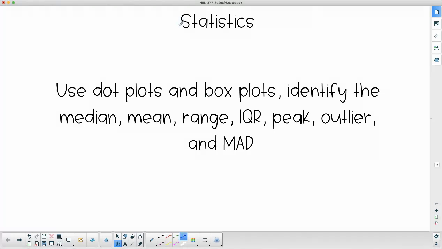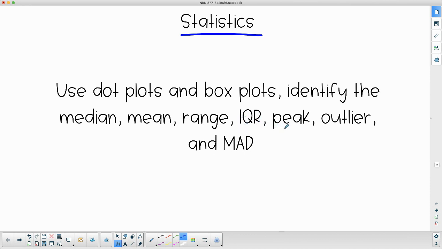Statistics. So we did this recently, so hopefully some of these words are still in your mind. So we're going to be looking at dot plots and box plots. We will also be identifying the median, which is the middle, the mean, which is the average when we add them all together and divide by how many there are. The range is big minus little. The interquartile range is the third quartile minus the first quartile.